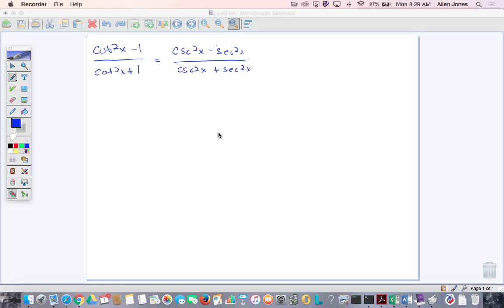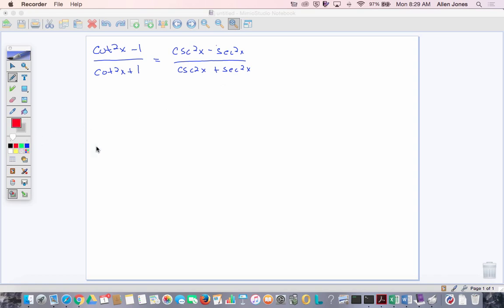We're going to take a look at a few examples here just to get us going, and then we'll work on our own for a while. Well, you can see I have our first problem up here. Cotangent squared minus 1 over cotangent squared plus 1 is going to equal cosecant squared minus secant squared over cosecant squared plus secant squared. Side note here, very likely one like this might be on the test.